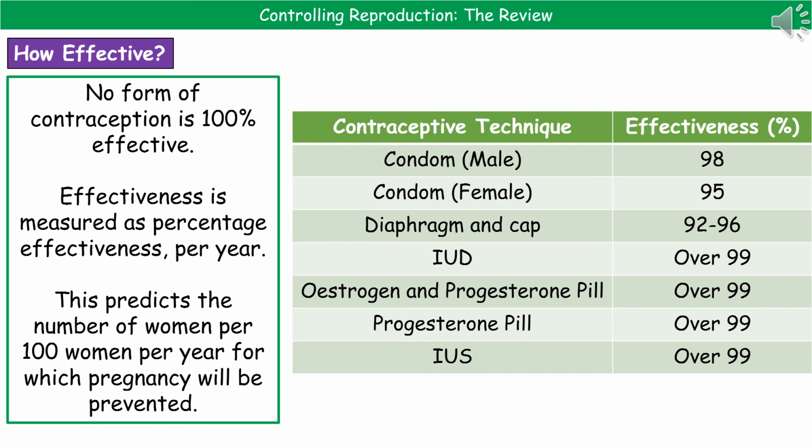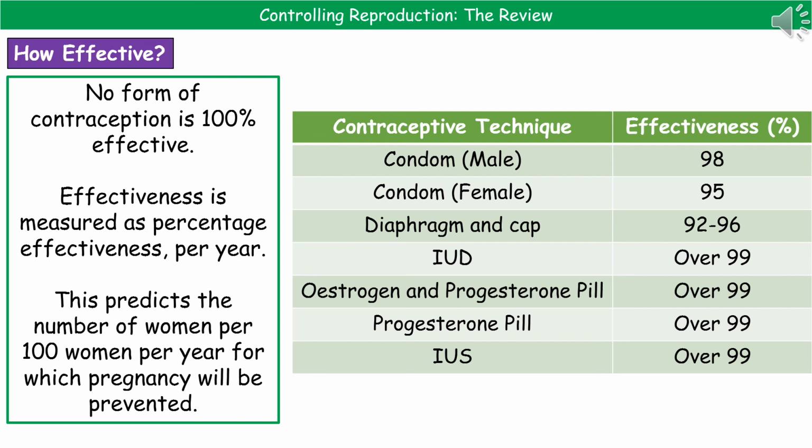So if we're asked to actually evaluate which of these is best, then obviously the one that has the highest effectiveness is the better option. So any of the bottom 4 there, because they're all over 99%, because it means that less than 1 woman out of every 100 per year end up pregnant when they didn't intend to be.